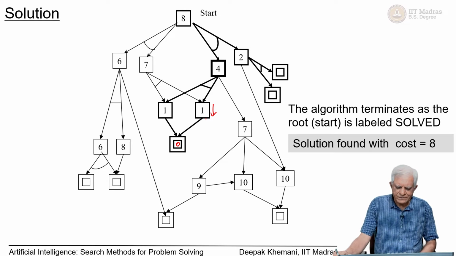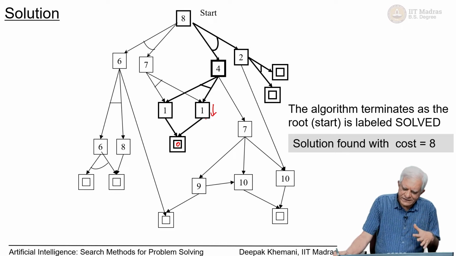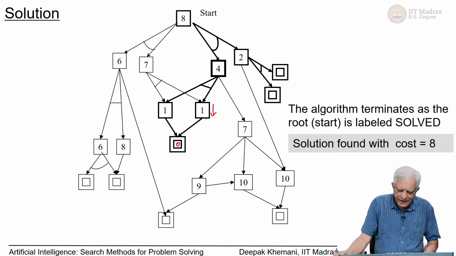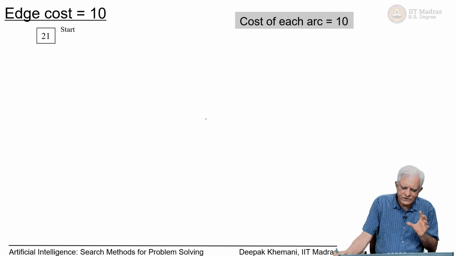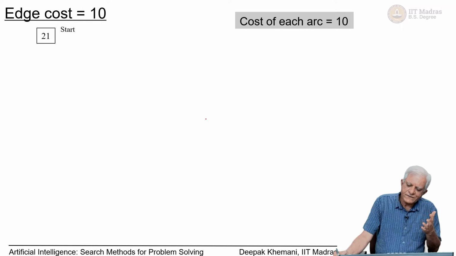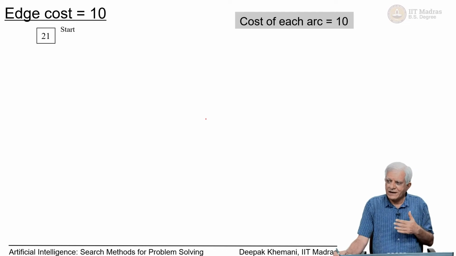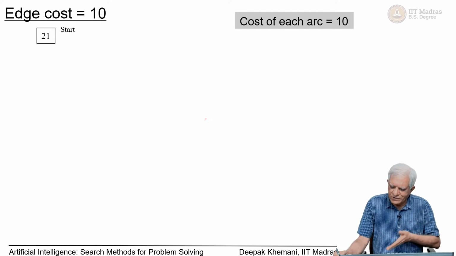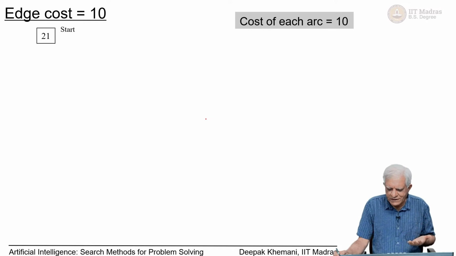So, next let us take the same graph, problem graph, and assume that every edge has a cost of 10 associated with it, which means that these heuristic estimates that we have, which are 21 for this and lower values for that, are likely to be underestimates, because at least 10 you are going to add to every node as you refine it further. So, these values are going to be underestimating cost.